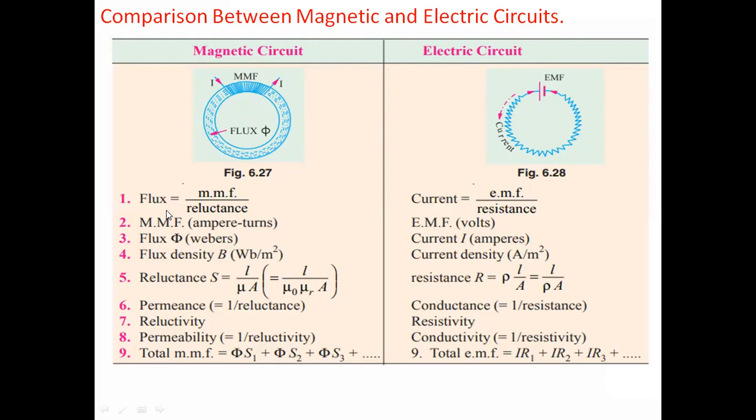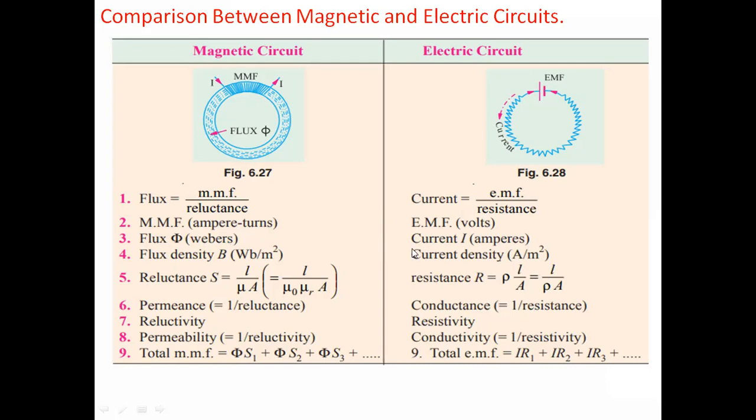We have already discussed so far: flux phi is equal to mmf by reluctance, and in the electric circuit, current is equal to emf by resistance, that is current I is equal to V by R. In the magnetic circuit we have mmf, the magnetomotive force, with units of ampere turns, whereas in the electric circuit it is emf, electromotive force, with units of volts. For the flux, units are webers and it is represented by phi.